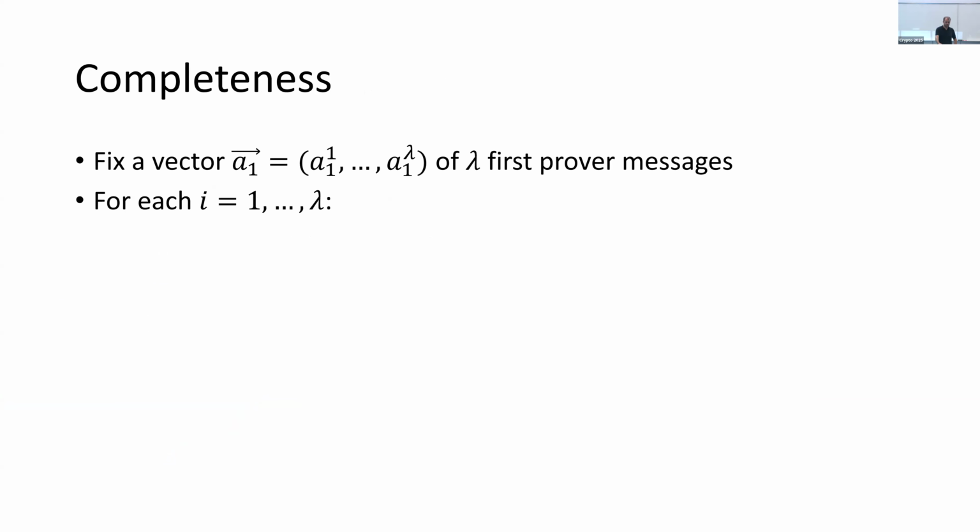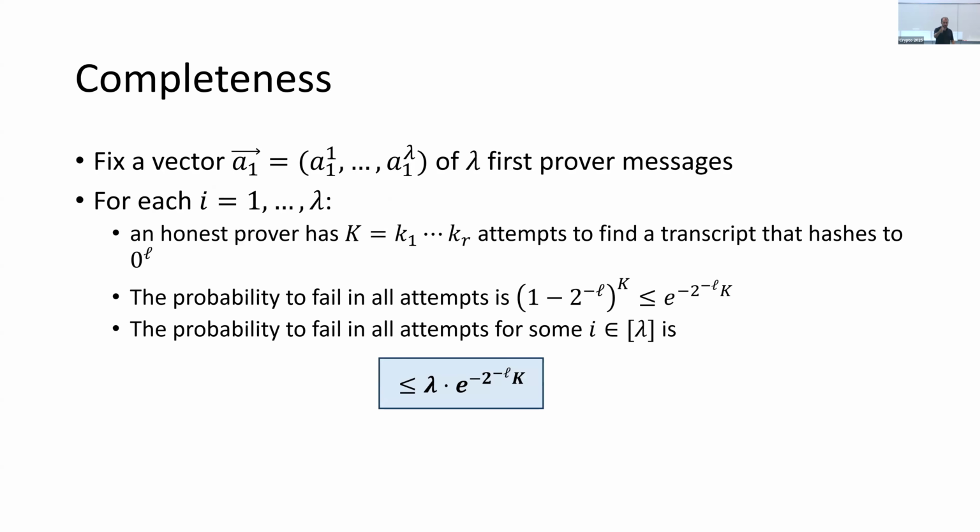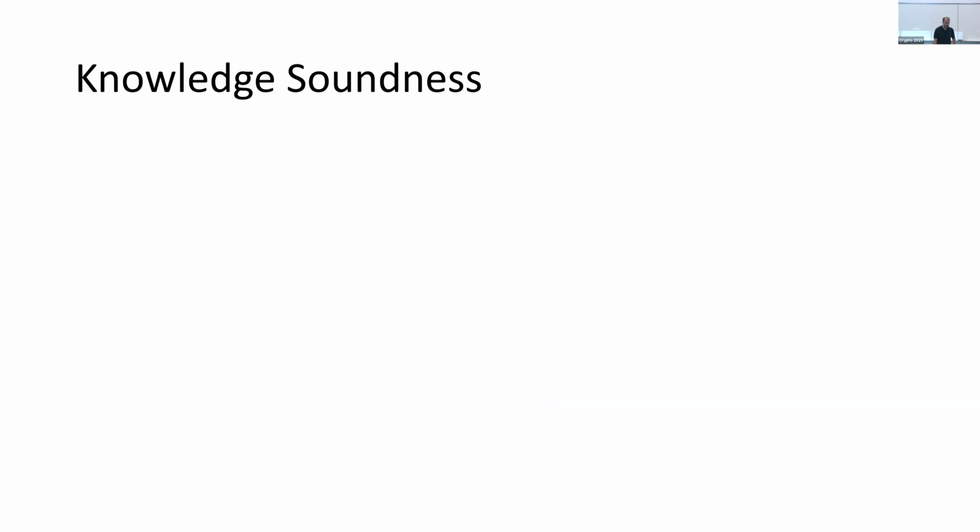I'll skip the completeness analysis. I'll just tell you that the completeness error is bounded by lambda times e to the minus 2 to the minus l times k, where k is the product of all the k parameters. This is a straightforward analysis, so you'll have to trust me.